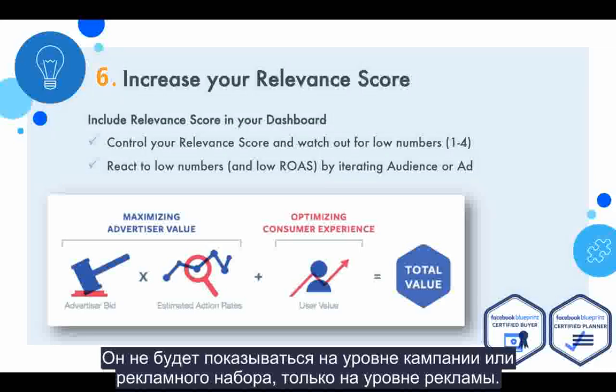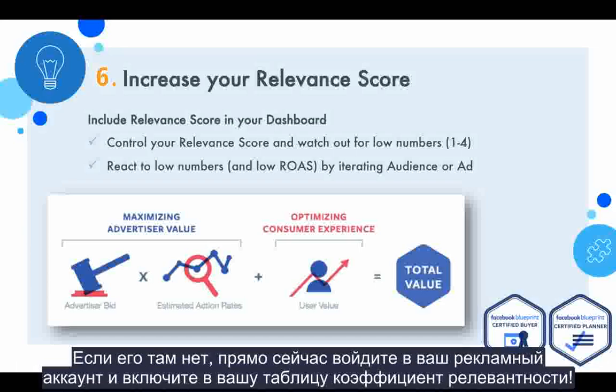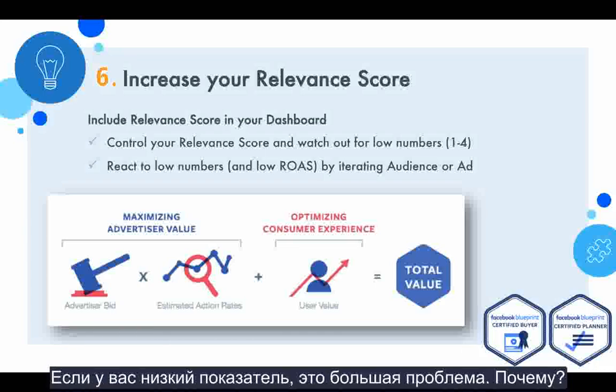And once again, it's not going to be shown on campaign level or ad set level. It's only going to be displayed on ad level. And it's a number from 1 to 10, and you really should have it in your dashboard. So if you don't have it in your dashboard, go to your ad account right now and include it in your dashboard, because it really matters. And control your relevance score and watch out for low numbers. It's a rating from 1 to 10, with 10 being the best and 1 the lowest. And if you have low numbers, so 1 to 4, this is a real problem.